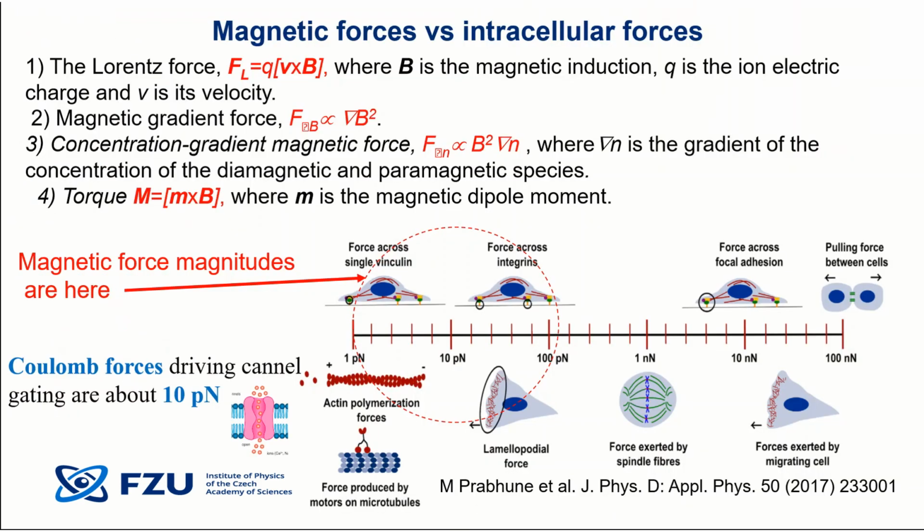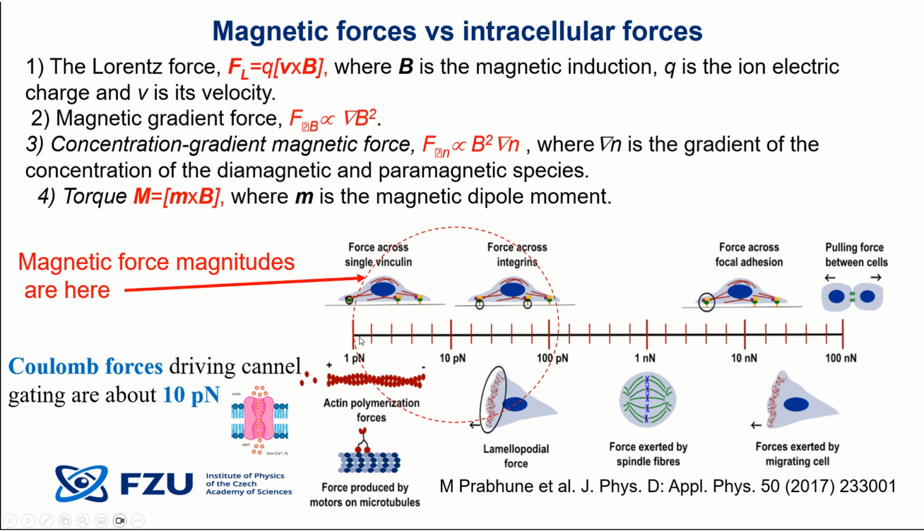The next slide is about the forces at play within living cells. Let's compare their magnitudes to the intracellular forces driving the cell machinery. The first is the Lorentz force. The second is the magnetic gradient force, which is proportional to the gradient of the square of the magnetic induction B. The next is the so-called concentration gradient magnetic force, which is proportional to B squared and the gradient of the concentration of diamagnetic or paramagnetic species.